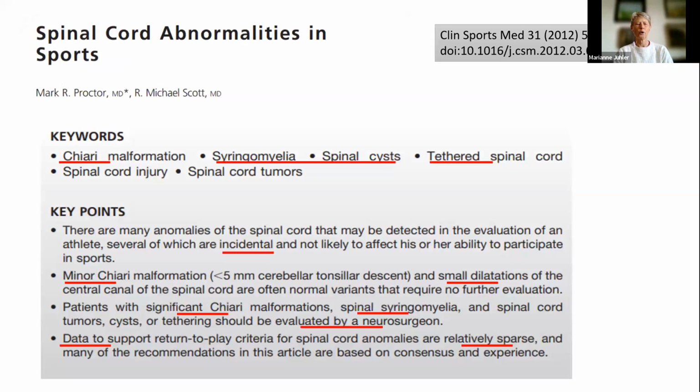There are a few reviews, including this one, relatively recently published in 2012. They conclude that many spinal anomalies are actually detected as incidental findings. And if the incidental findings are minor, for instance a minor Chiari with a hardly visible cerebellar descent, or very small dilatations of the central canal being normal parts of development, they are normal and should not require further assessment or restriction in sports. They further conclude that patients with a significant Chiari malformation and Syringomyelia should be assessed by a neurosurgeon, but the data on contact sports and heavy exertion sports are very limited.